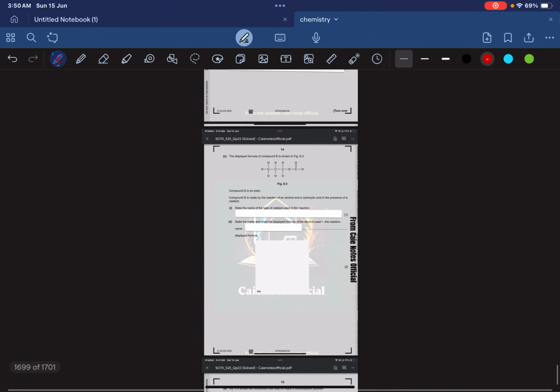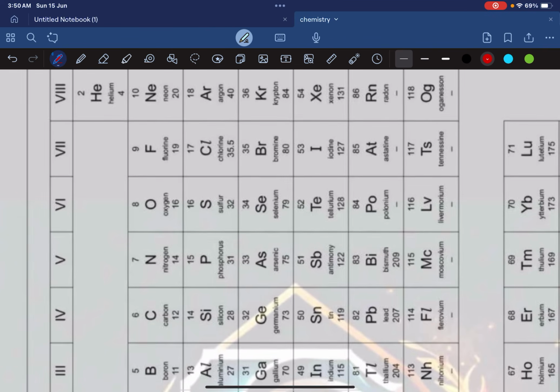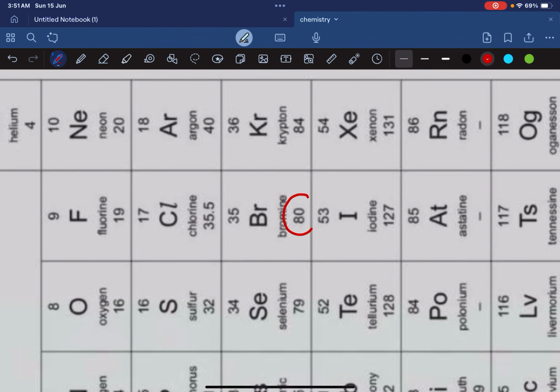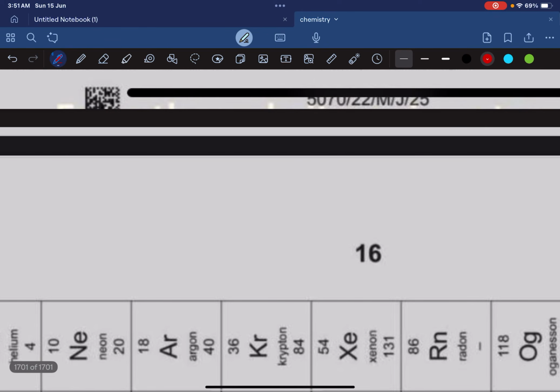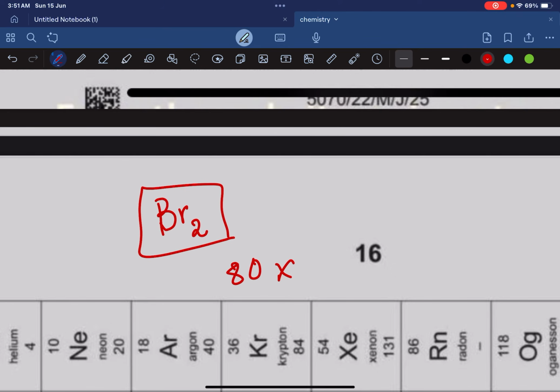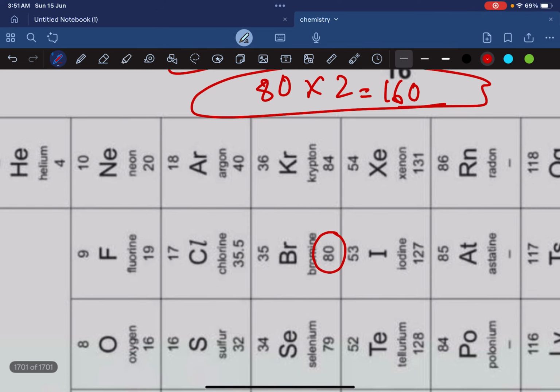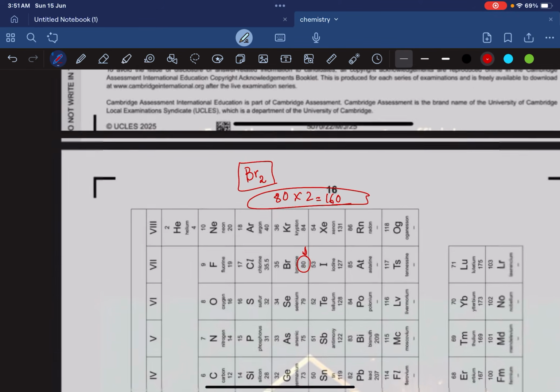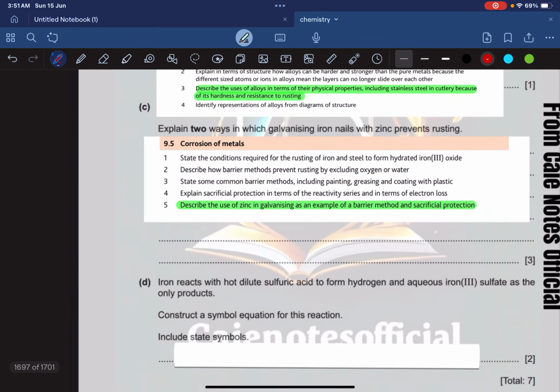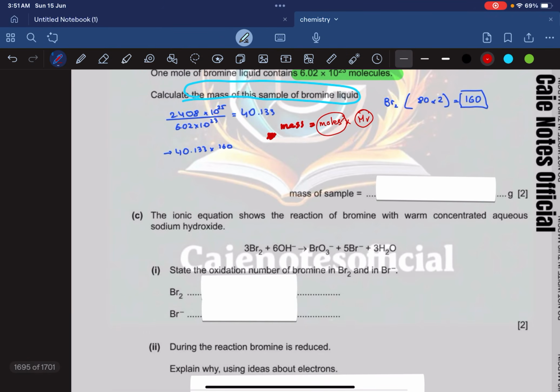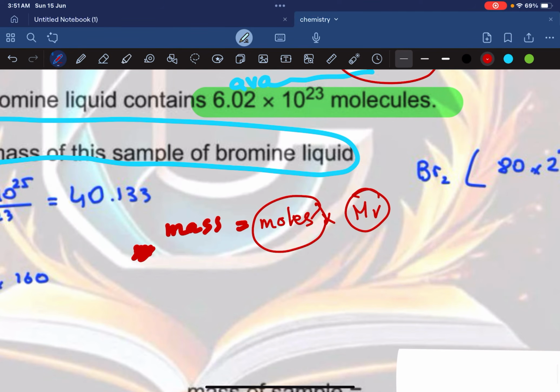See this, I know many people made this mistake. MR of one bromine is 80. Not MR, AR. It's going to be atomic mass. For one bromine it is 80, but they're talking about bromine molecules. Bromine molecules mean Br2. Br2 means 80 times 2, which is going to be 160. So the MR is not 80, it's 160. All of you who made this mistake had to realize that bromine exists in molecular form. They're talking about molecules, so MR is going to be 160.